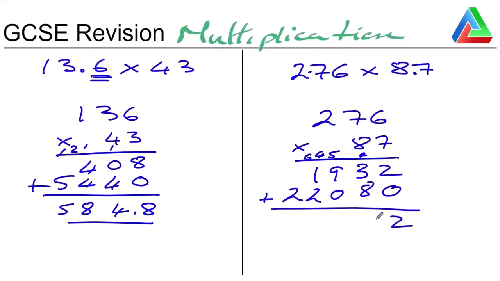Now we add these up, so 2. 3 and 8 is 11. 1 carry the 1. 9 and 0 and 1 is 10. So 0 carry the 1. 1 plus 2 plus 1 is 4, and then we have a 2. So 24,012.